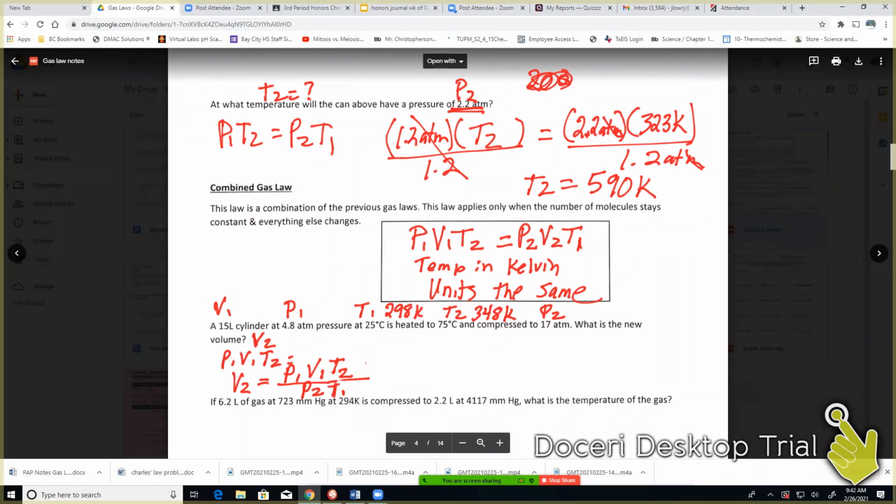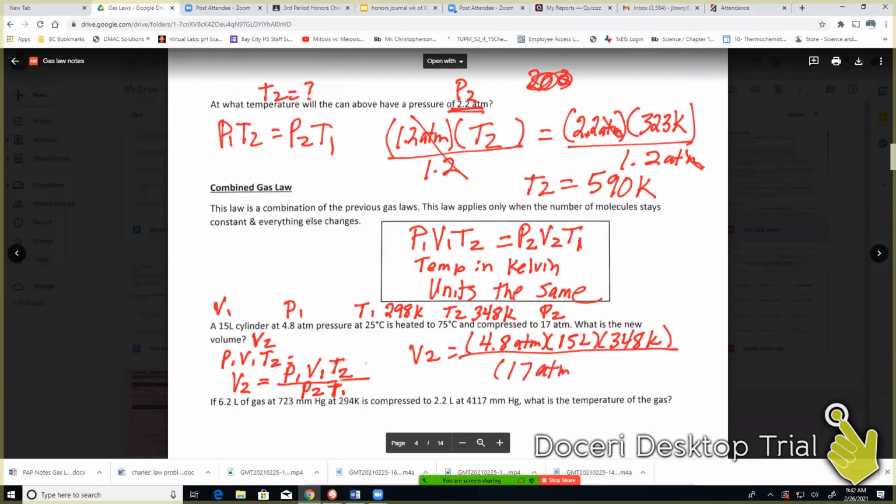All right, a lot of variables, but we got them all. We just plug them in. So now it's just a plug and chug. Pressure 1 was my 4.8 ATM. Volume 1 was 15 liters. So that means when I solve for my volume, it's going to be in liters. Temperature 2 was my higher temperature, 348 K. And divide all that by pressure 2, which was 17 ATM.